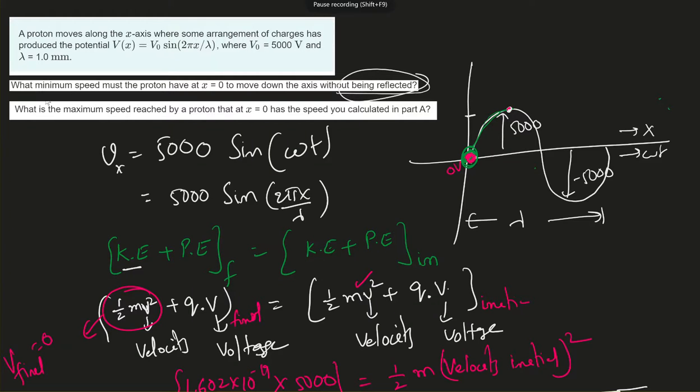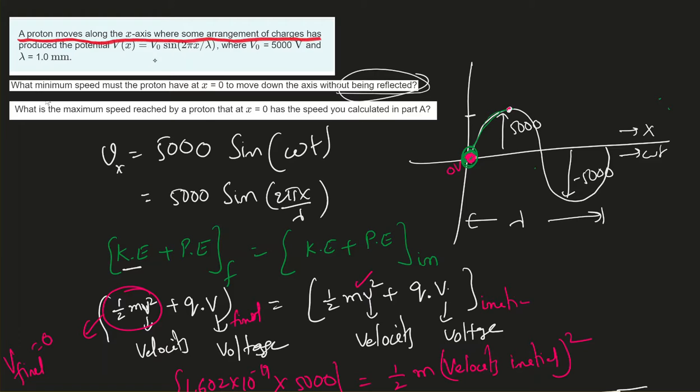In this video, I'm going to solve an example based on the potential difference. This is for the physics class. So here is a question. A proton moves along the x-axis where some arrangement of charges have produced the potential difference.